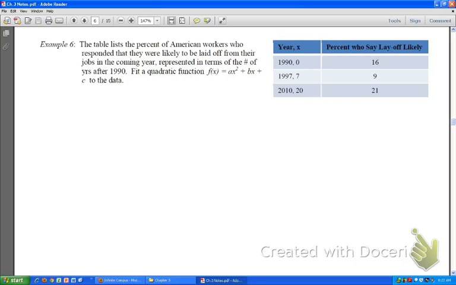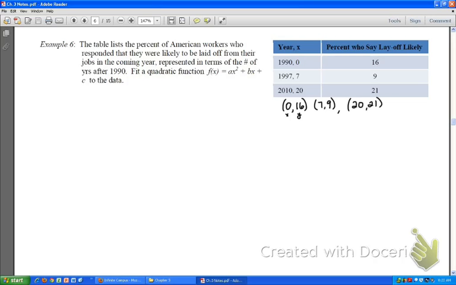You get 0, comma, that's your x value. What's your y value? Yep, you get that. You get 7, 9. And you get 20, 21. All right, and you want to be using the fact that this is an x, y coordinate situation.